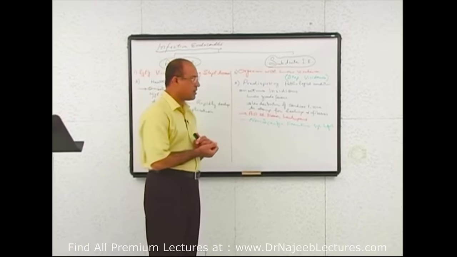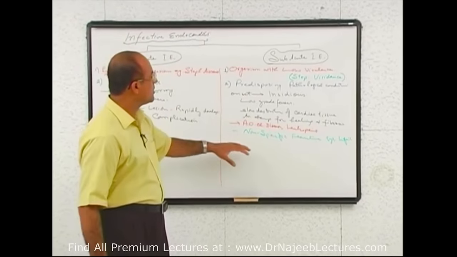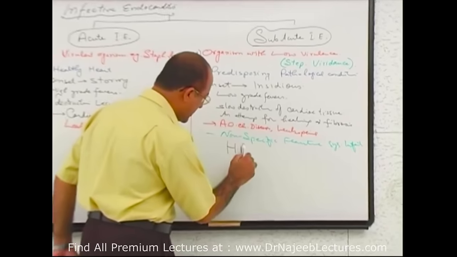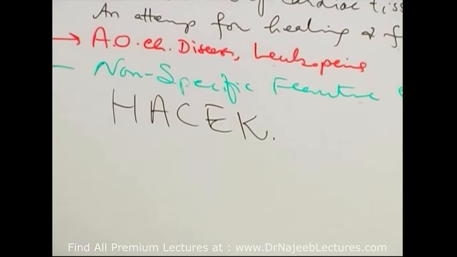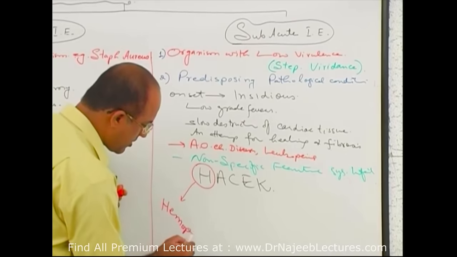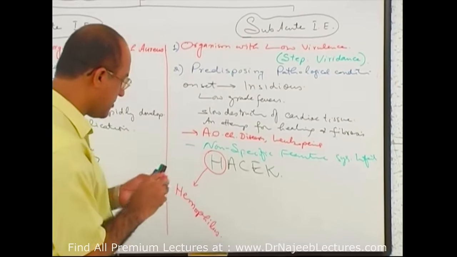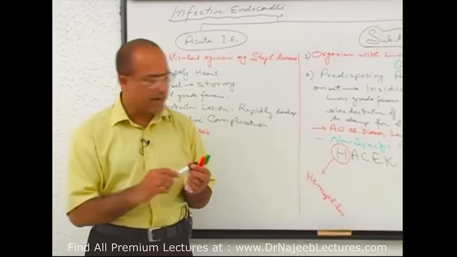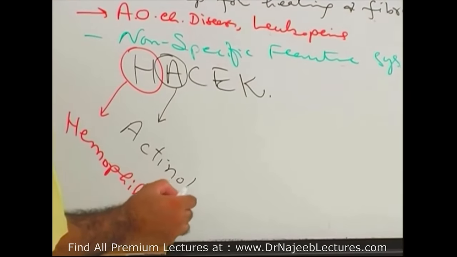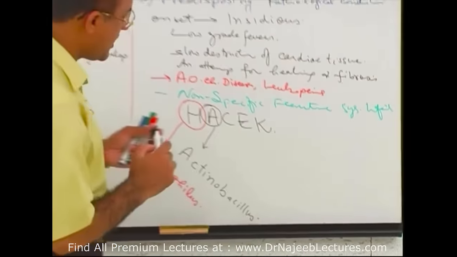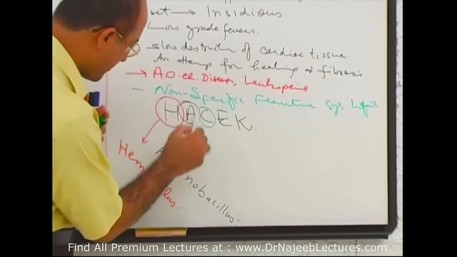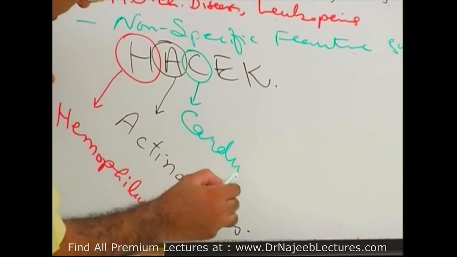Now another group, which is important as pathogenic organisms for subacute infective endocarditis, is remembered by the mnemonic HACEK. Here, H stands for Haemophilus, the Haemophilus group of organisms, which are gram-negative. A stands for Actinobacillus, right? And then C stands for Cardiobacterium.